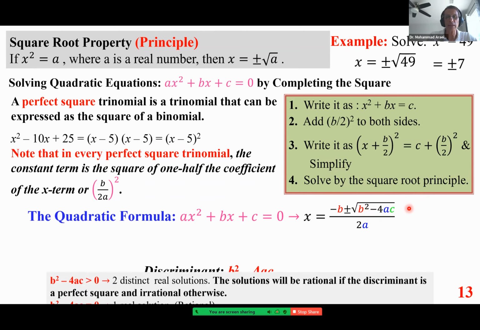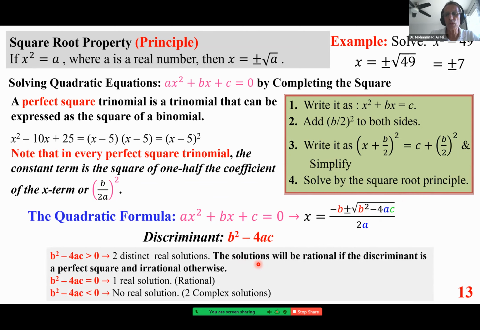In addition to that, the solution will be rational if the discriminant is a perfect square and irrational otherwise. And in that case, we can factor. If it's 0, we have one real solution. They call it double root. And in this case, there is no real solutions, two complex solutions.